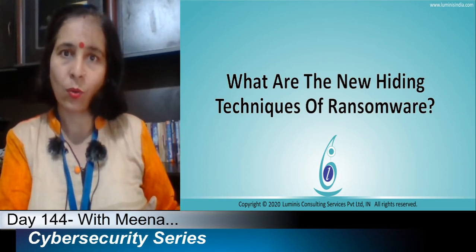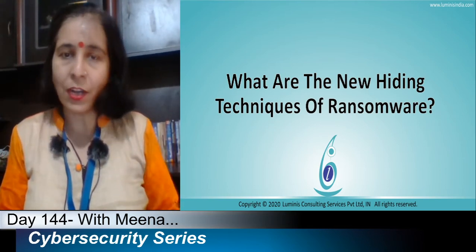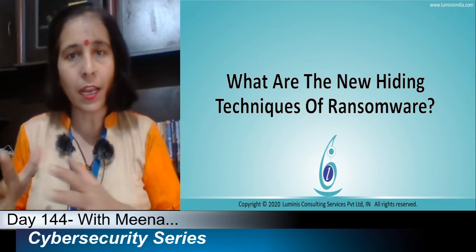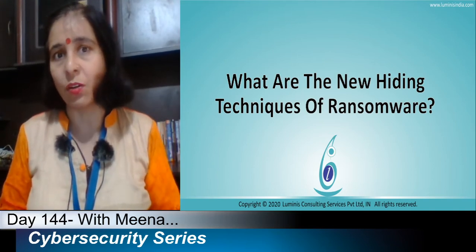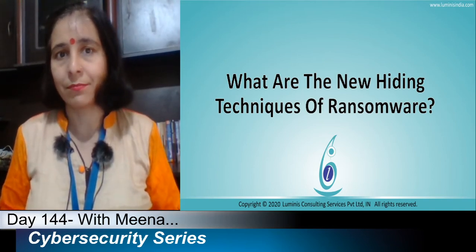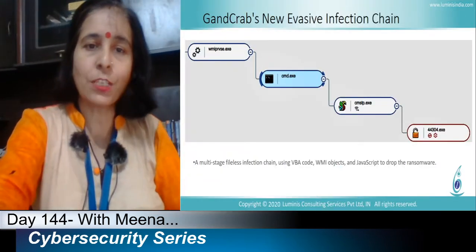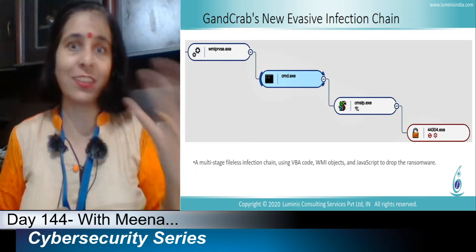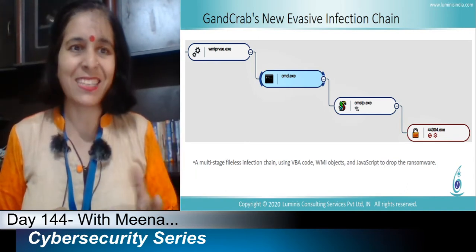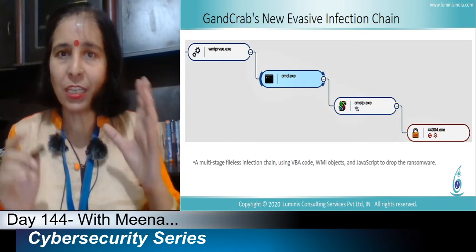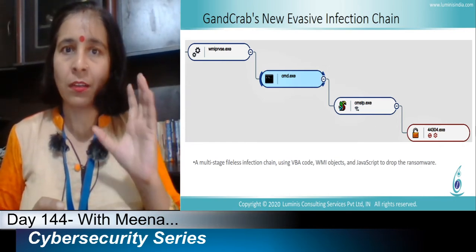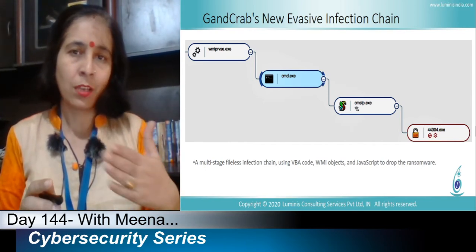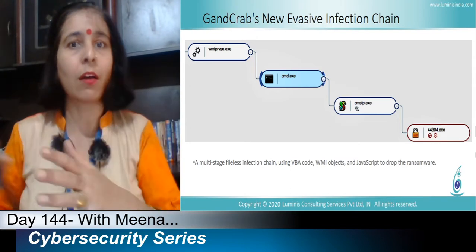So what are the different techniques the cyber criminals are using to hide their ransomware from our security systems? Whether we are using antiviruses, firewalls, or other services, they are able to hide from them. Why are they able to do it? Let's say, for example, a very famous and devastating ransomware, GandCrab. This is a very famous ransomware that has about 40% share of all ransomware.